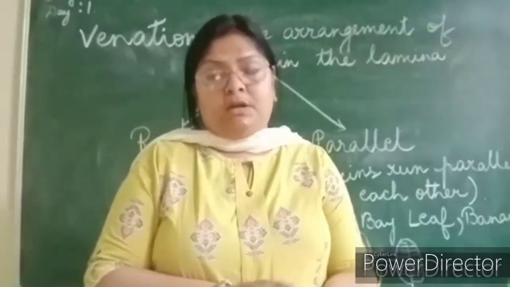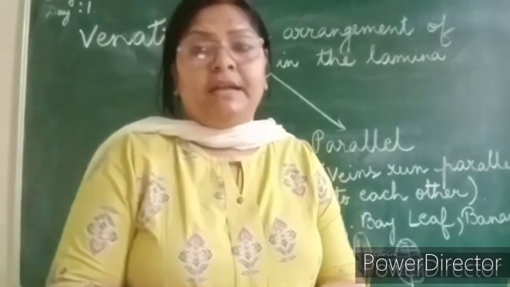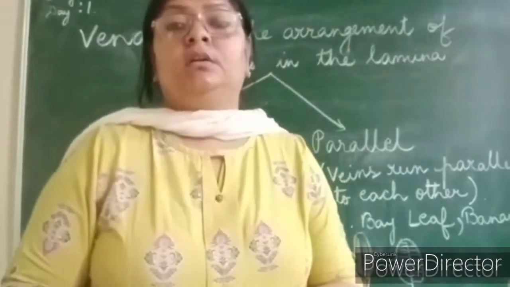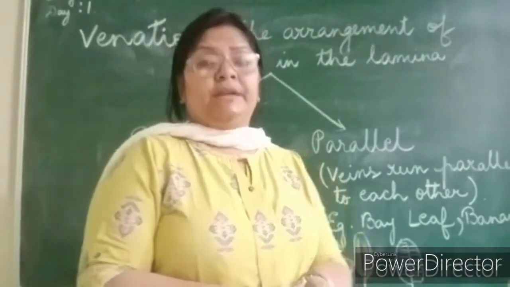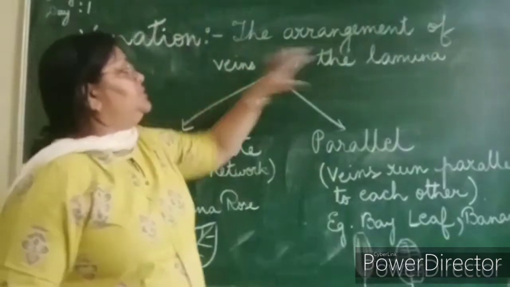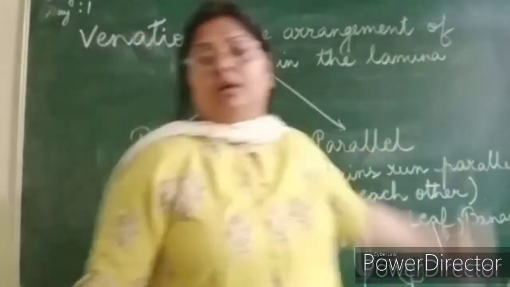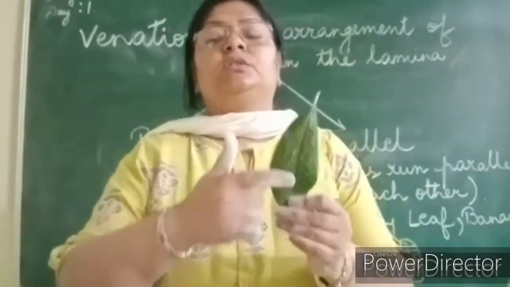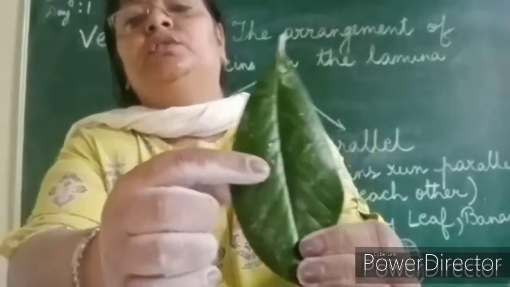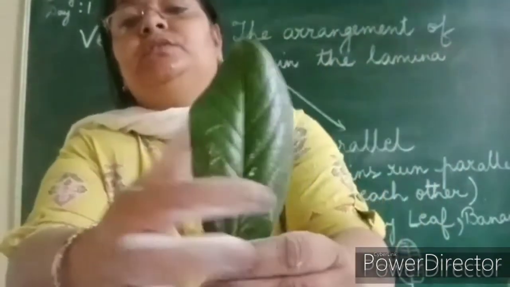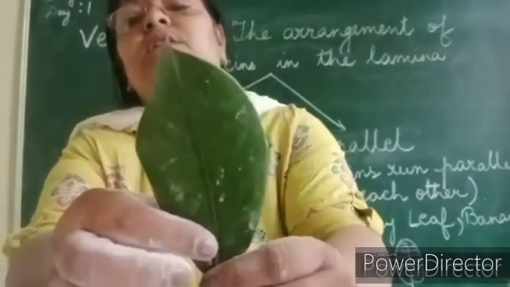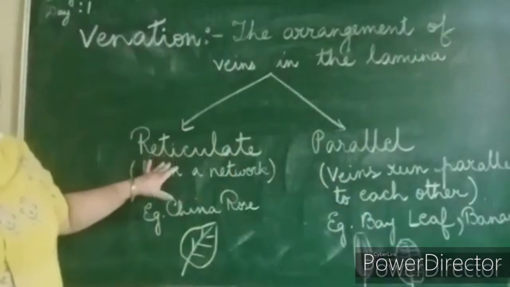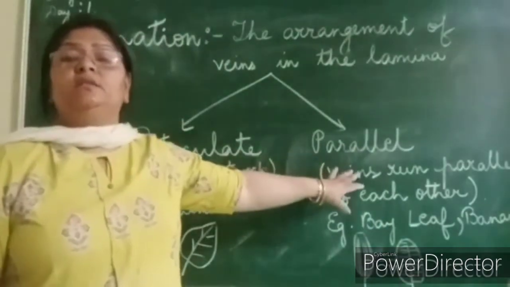Now we come to the next part of the leaf, that is venation. Venation is also a very important term to remember for the leaf. So what is venation? Venation is the arrangement of veins in the lamina. We know the lamina of the leaf, the green broad part, in which the veins are arranged. The way the veins are arranged can be of two types. One is reticulate venation, the other is parallel venation.